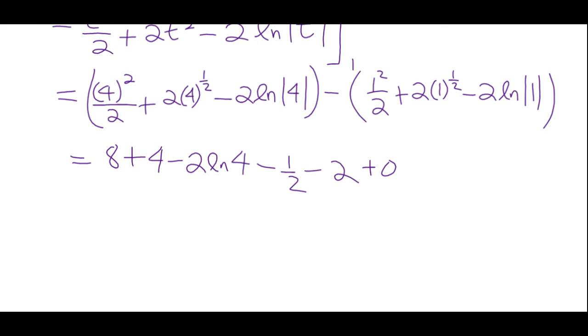Okay, so what do we got? We got 12. Minus 2 is 10. Minus a half is 9.5, right? Or 19 over 2. Minus 2 ln 4. Do we want to say it as 2 ln 4? Sure. Minus 2 ln 4. But then what can we do with that? Bring the 4. Oh, no, sorry, the 4 is there. What do we do with the 2? Yeah. Bring it up.